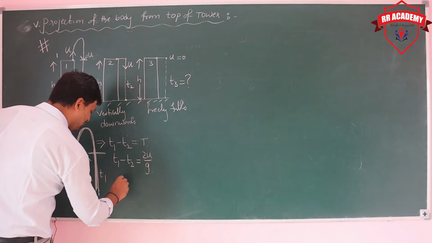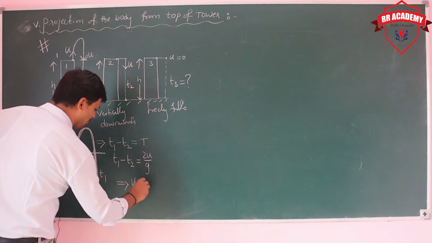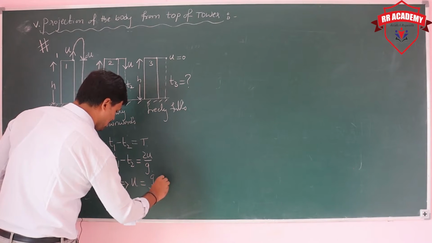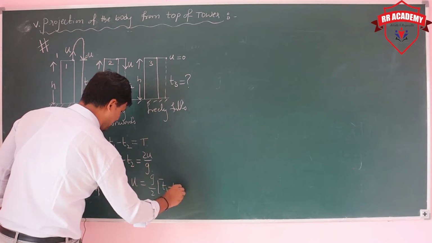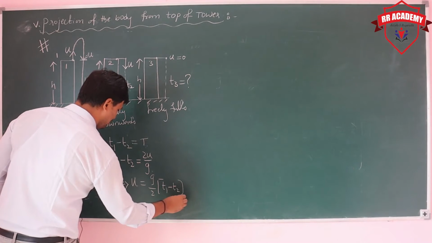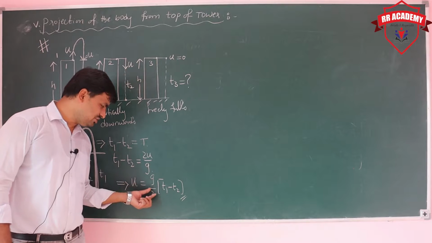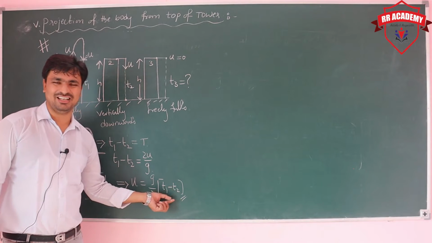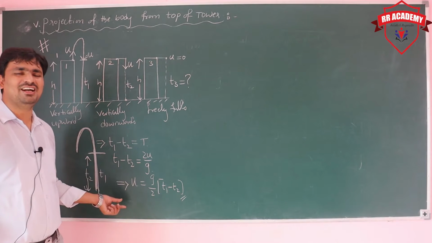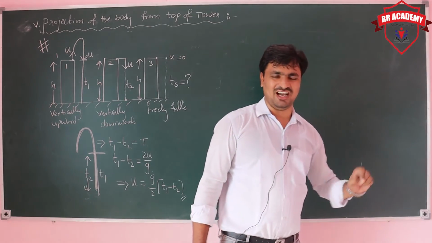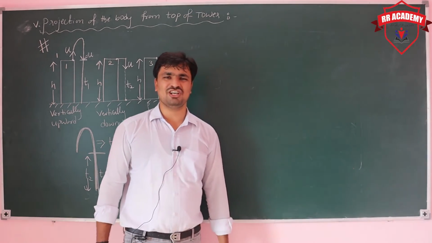Then take the value of u. U is equal to, what can you take? U is equal to g by 2 into t1 minus t2. So what is that? The initial velocity of projection.